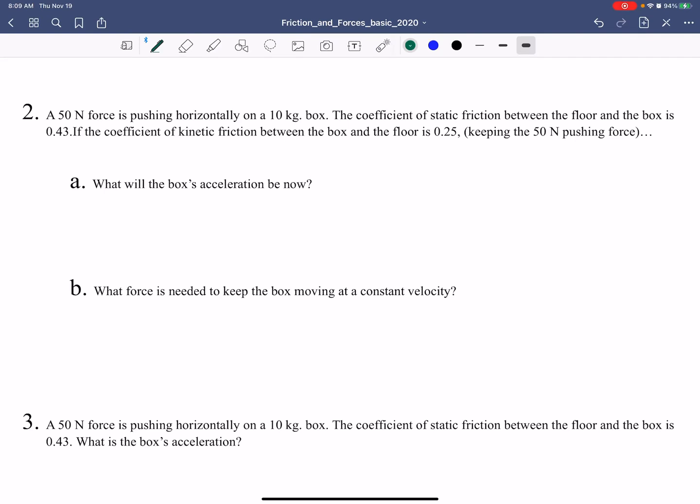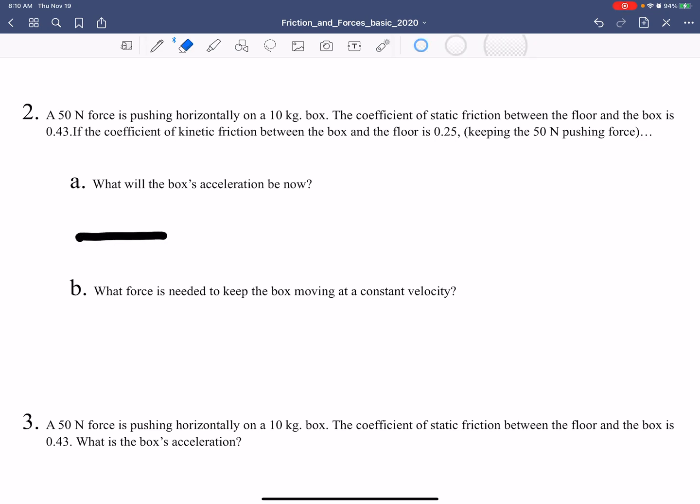Okay, so I'm going to be making a video on how to solve number 2 from today's assignment. A 50 Newton force is pushing horizontally on a 10 kilogram box. The coefficient of static friction between the floor and the box is 0.43, and the coefficient of kinetic friction between the box and the floor is 0.25. Assuming that you keep the same pushing force, what will the box's acceleration be, and what force is needed to keep the box going at a constant velocity?